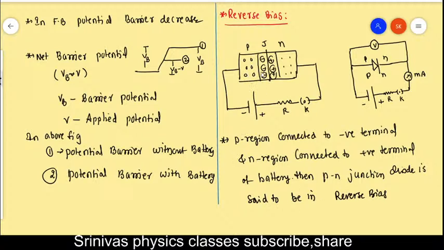What we have to do here? This is the PN junction diode, and the P region is connected to the negative terminal and the N region is connected to the positive terminal. P connected to negative, N connected to positive: that diode is said to be in the reverse bias. This is the circuit diagram in the reverse bias. Now we will go for the continuation.